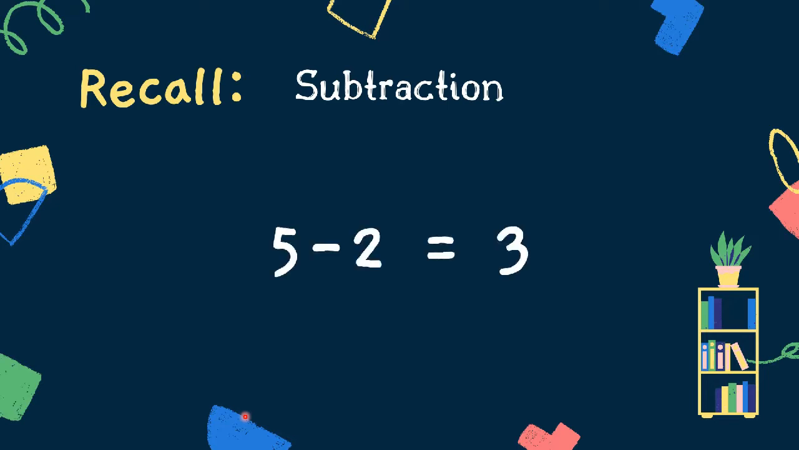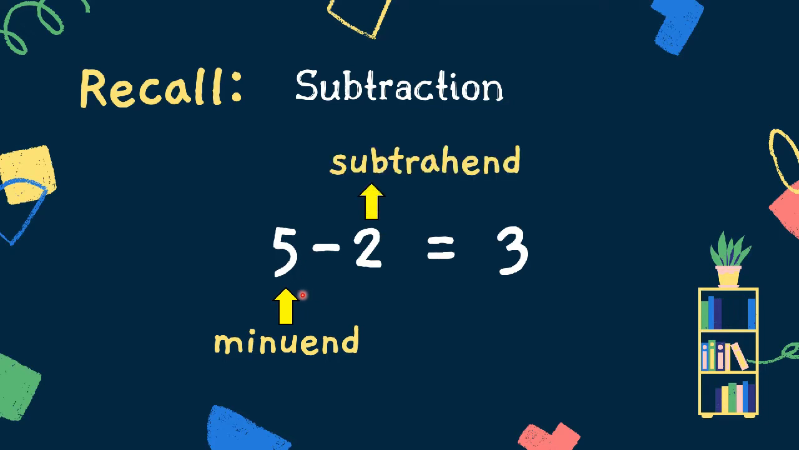Recall that a subtraction has three different parts. In our given, we have here 5 minus 2 is equal to 3. Number 5 is what we call the minuend, or the number which we subtract another number from. We also have the subtrahend, or the number which we subtract from the minuend. So again, our minuend, ito yung numero na binabawasan, at yung subtrahend, ito yung numero na binabawas sa ating minuend. And of course, the result is what we call the difference.